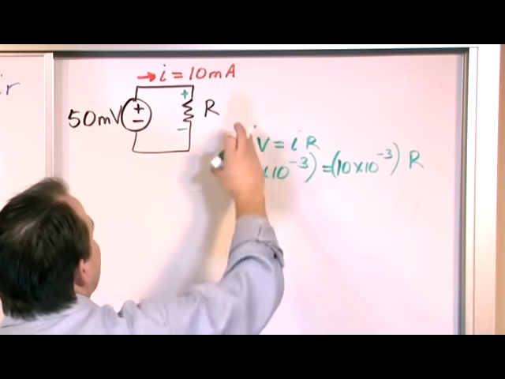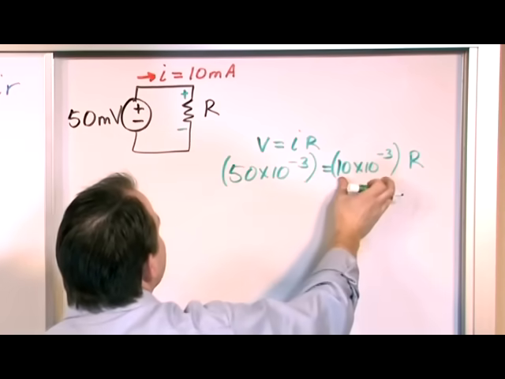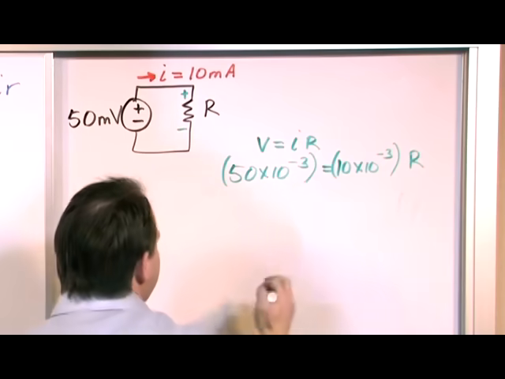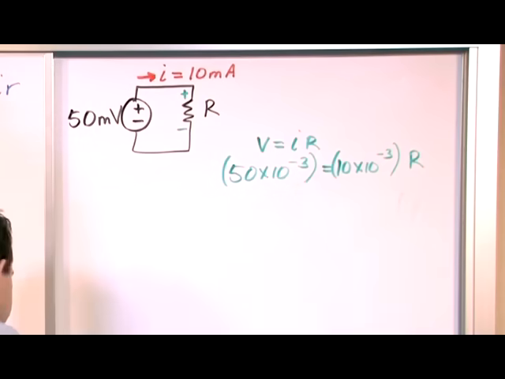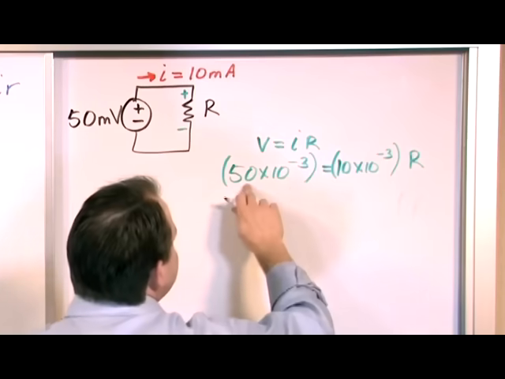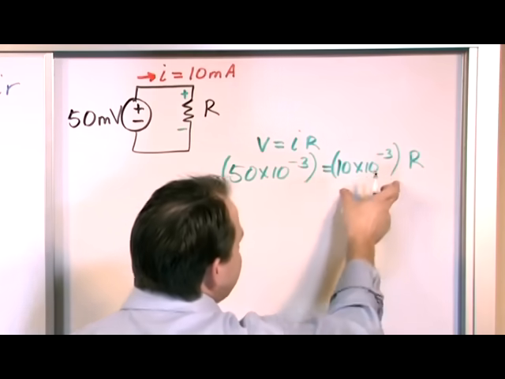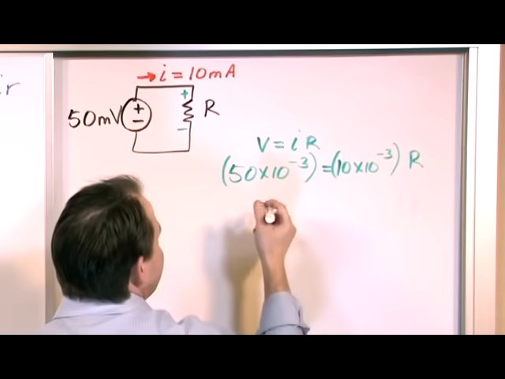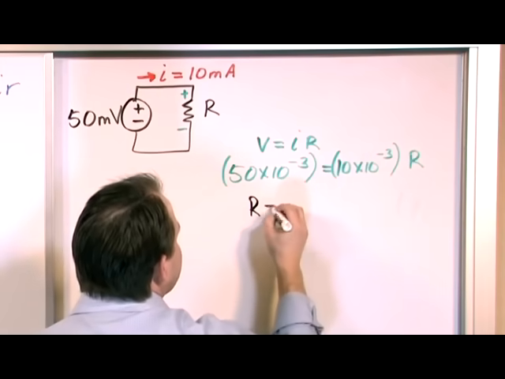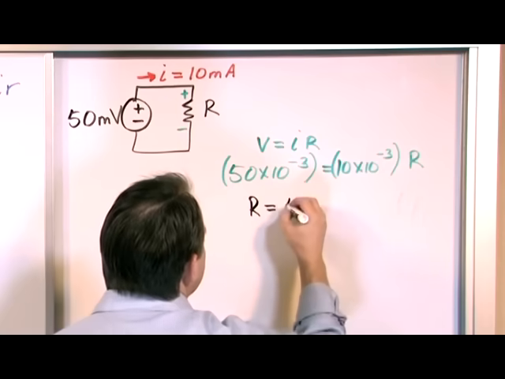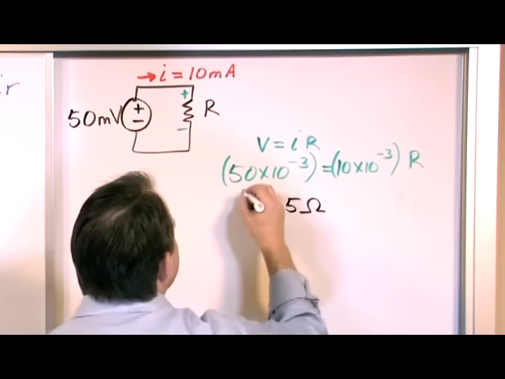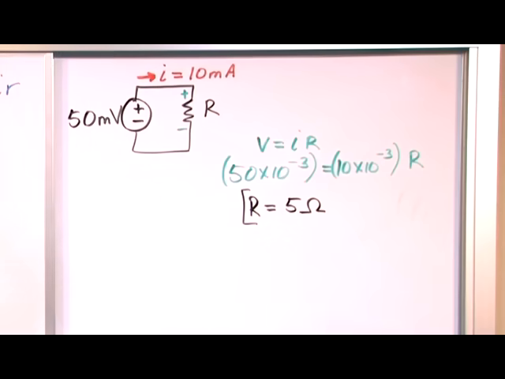So it's the same thing: the voltage across the resistor, the current through the resistor, and the value of the resistor is unknown. Now if you grab your calculator and you take 50 times 10 to the minus 3 and you divide it by 10 times 10 to the minus 3, just moving this over here, basically giving you the resistance, it's going to be equal to 5 ohms. And that's what's going to spit out there, 5 ohms.